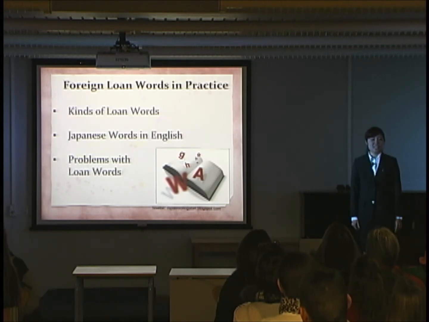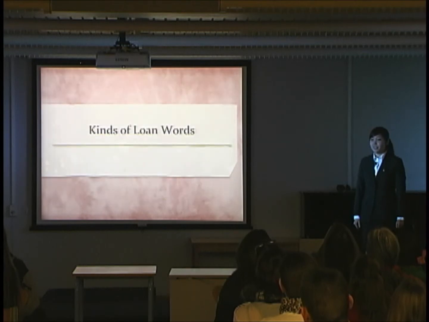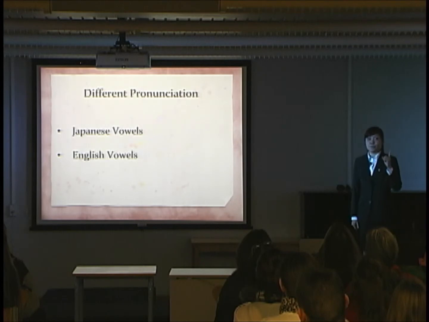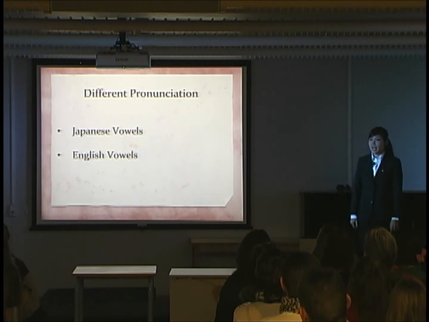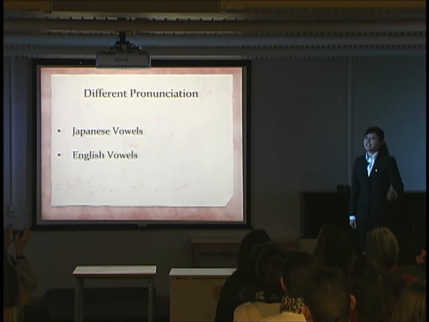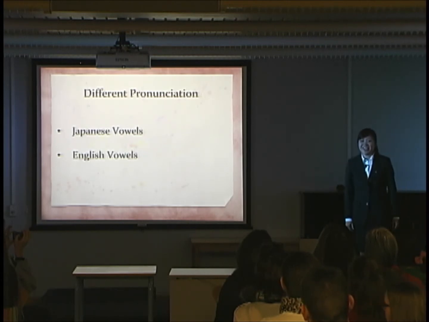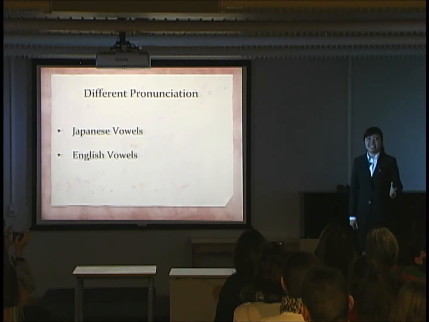Let's move on to kinds of loanwords. There are four kinds of loanwords. First one is pronunciation. The biggest difference between Japanese and English is pronunciation. Japanese has only 5 vowels, a, i, u, e, o. On the other hand, English has 17 vowel sounds. The number is many, isn't it? So, some consonants and vowels in English don't exist in Japanese.